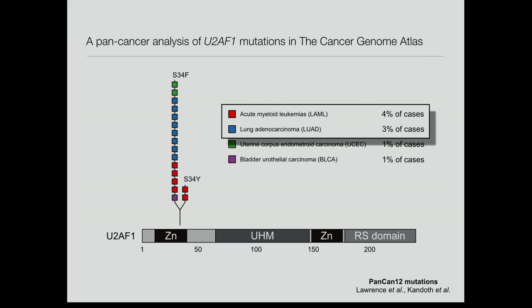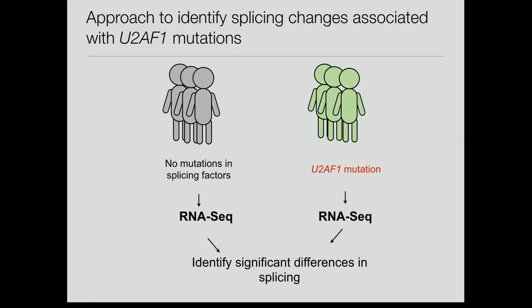So I'm simplifying a lot, but essentially what we did was to look for splicing changes due to this mutation. We took the collection of patients that showed no mutations in any splicing factor and compared them with the set of patients that had mutations in this splicing factor. We took the RNA-seq data from those patients and looked for differential splicing.